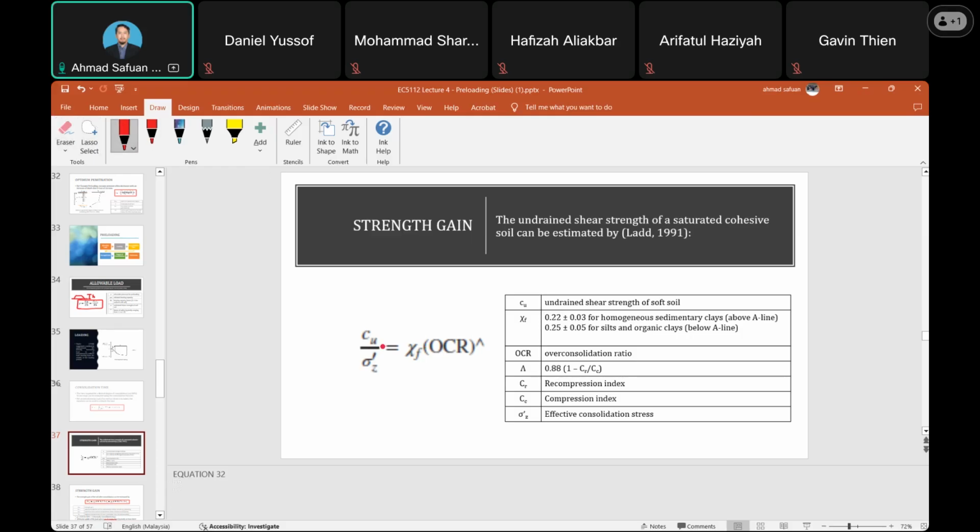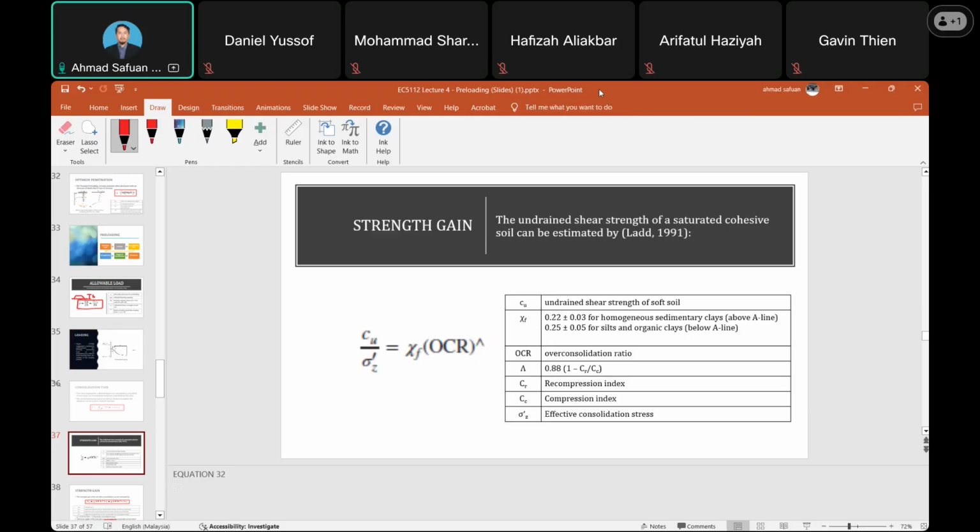So Cu over sigma Z prime, the effective consolidation stress, is equal to S F times OCR powered by this letter. I'm not sure what this letter is.